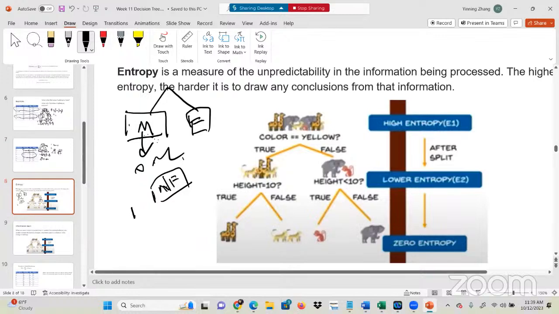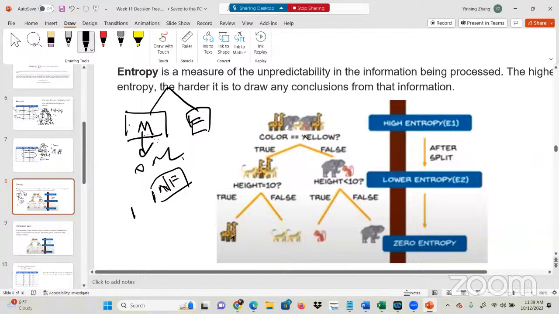At the beginning, you will have all kinds of animals, and the entropy is high. And at the end, you classify them into different classes. So there's the 0 entropy, because the unpredictability is 0. You can easily predict this group. Everybody from this group is a giraffe. So with a decision tree, the entropy goes from high to lower, or to 0.